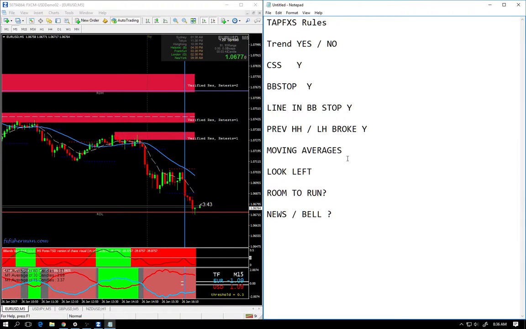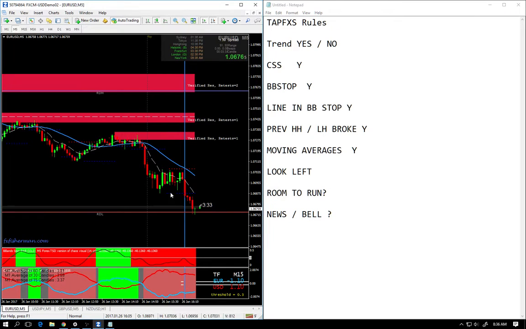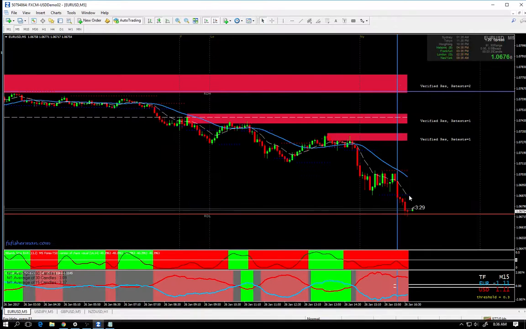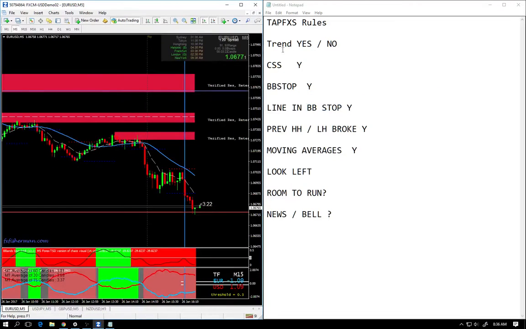So yes, moving averages. Slow, fast, they were a yes. We look left. Do we see any type of support here that could stop it? So let's go big. We look to the left. Is there anything there to stop it? No, there's not. Do our lines tell us there's anything there? No, nothing was there to stop this trade. This was actually a really good trade. And I freaking missed it. So look left. We are clear.